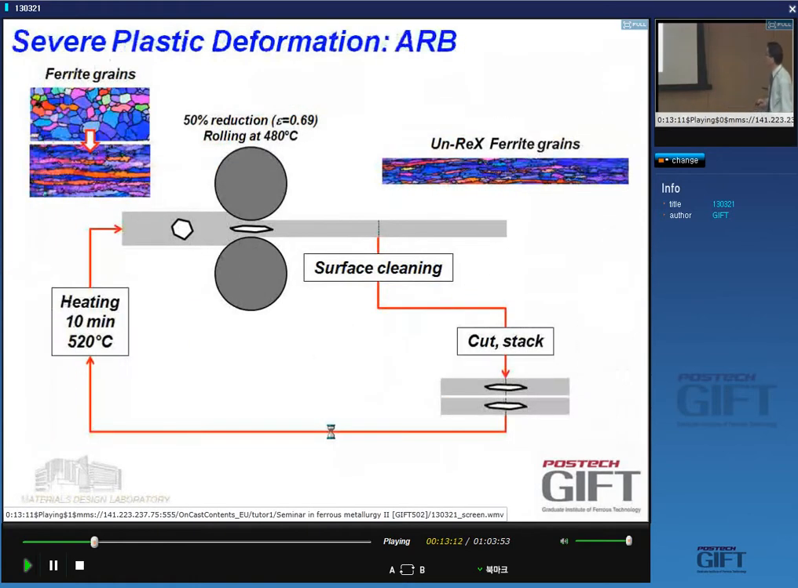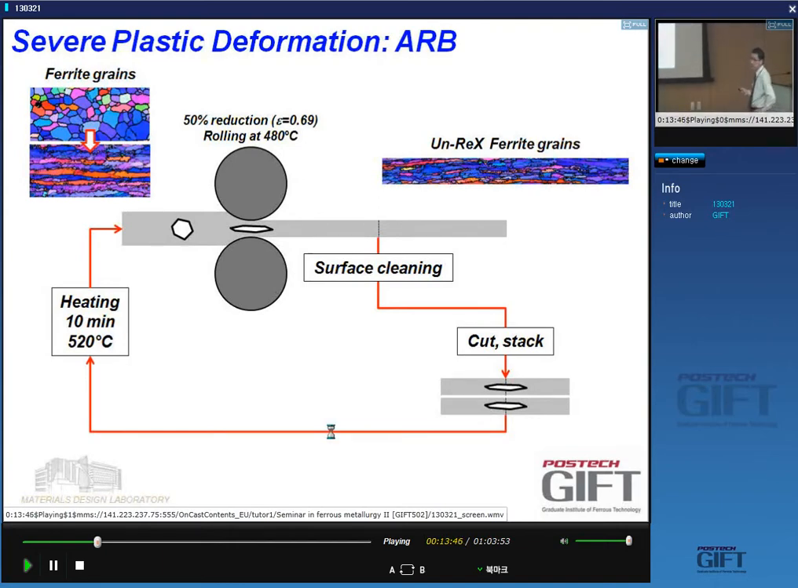So let's do a process that seems to be compatible with the industry and do some severe plastic deformation by accumulative roll bonding. And what is this technology? It's a rolling technology, so it's very compatible with standard production, more or less. What you do is you start with a microstructure, in this case an IF steel. You pass it through your rolling stand.